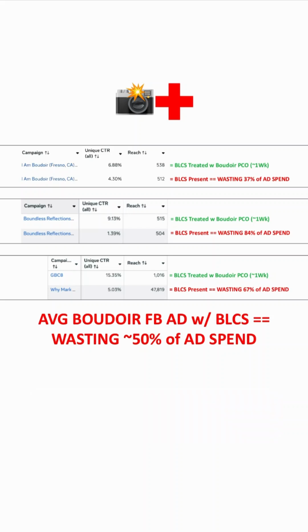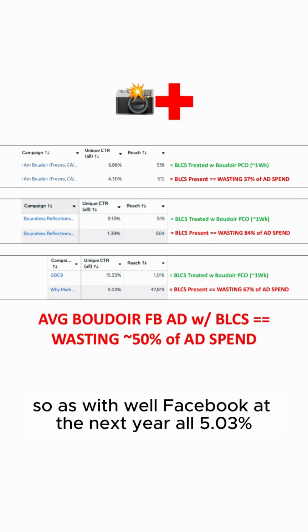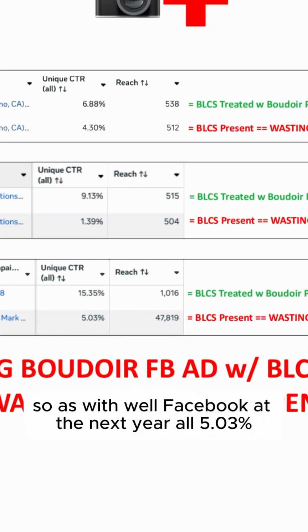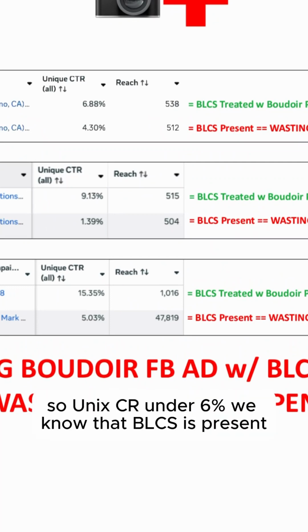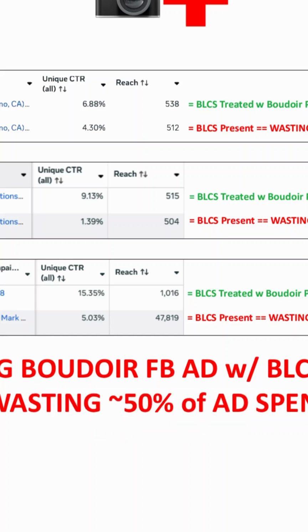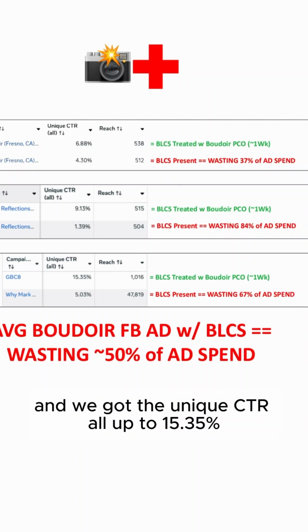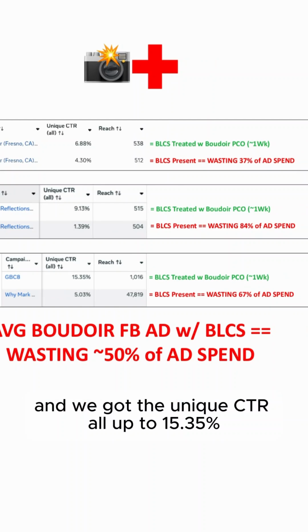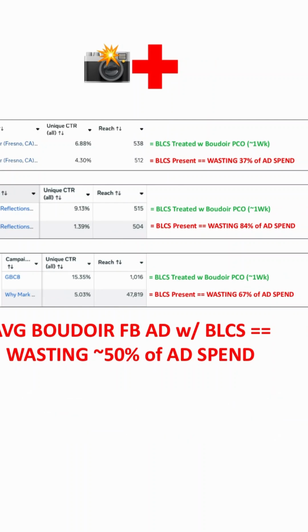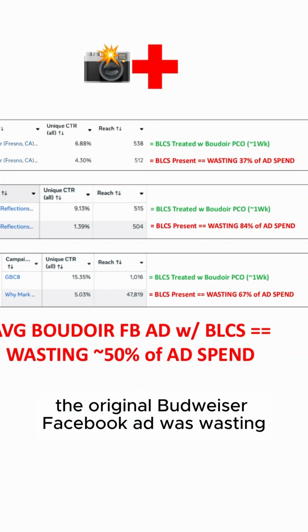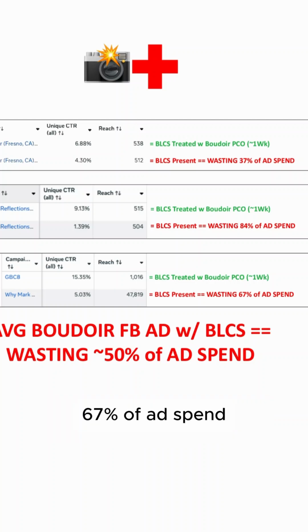So moving on down, had a patient come through. This Boudoir Facebook ad has a unique CTR of 5.03%. So unique CTR under 6%, we know that BLCS is present, Boudoir low click syndrome. So we treated it with Boudoir Pico. It takes about a week. And we got the unique CTR up to 15.35%. So we found out the original Boudoir Facebook ad was wasting 67% of ad spend.